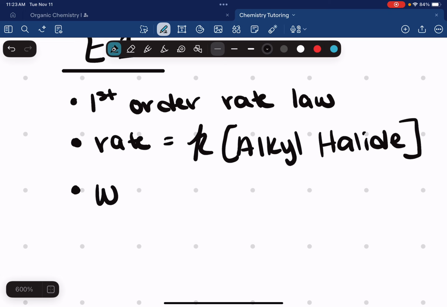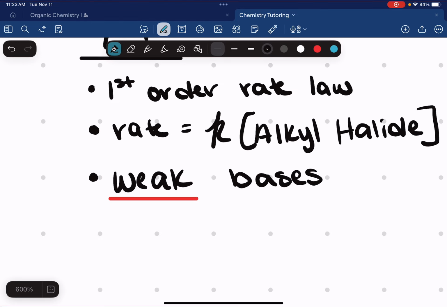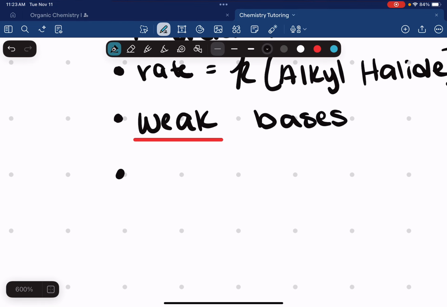It prefers weak bases. So I know in our substitution reactions they are called nucleophiles, right? We kind of judge the strength of the nucleophile based on its basicity. This is just genuine. We're using bases. So it likes weak bases. Emphasis on the weak. And polar protic solvents. Again, pretty much just like SN2.